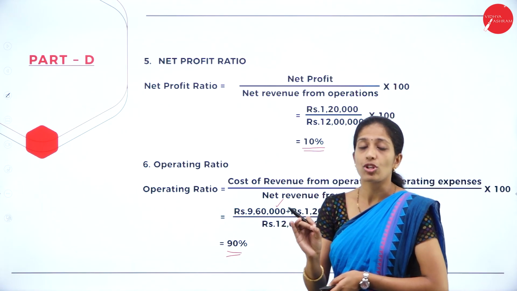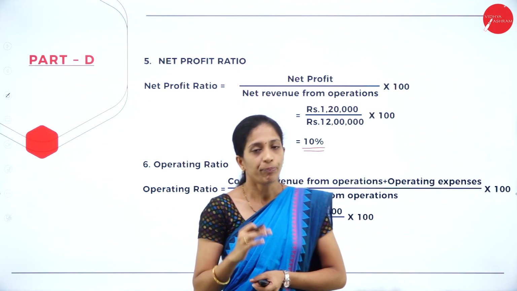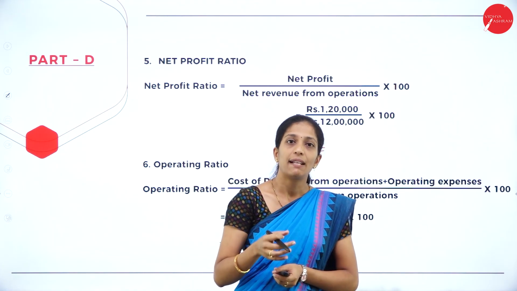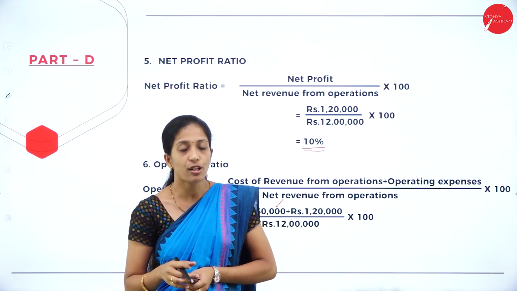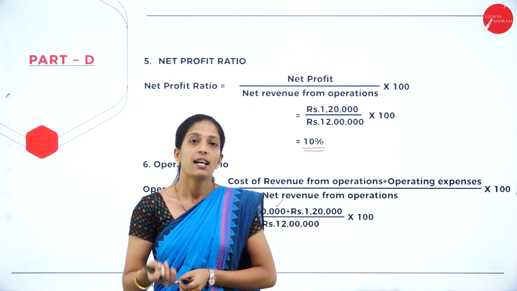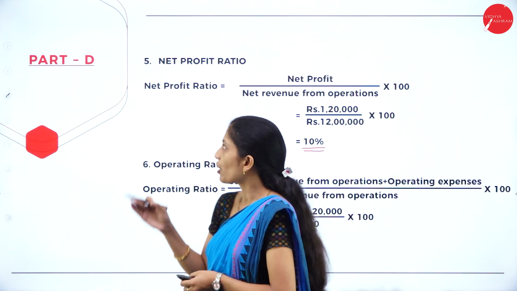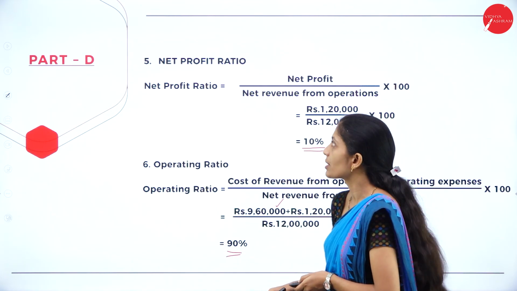So there are 7 questions, out of which you are going to answer only 3. The first problem was on not-for-profit organization, then admission of a partner, then dissolution of a partnership firm. Next we have shares, debentures, then comparative or common size statement, and the last problem is on accounting ratios.